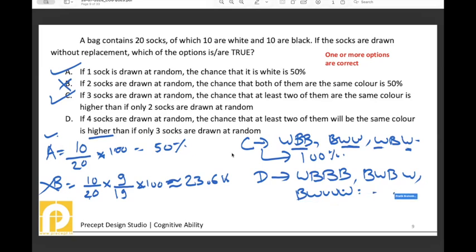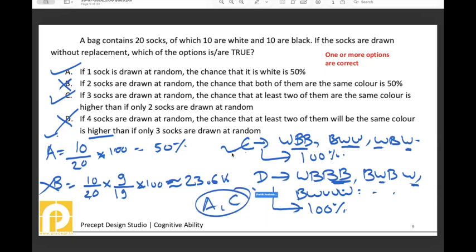But in either of the cases, at least 2 of them are of the same color. Okay, more than 2, but at least 2 are there. So here also, the percentage that we are looking at will be 100%, because in any draw, you will get at least 2 of them of the same color. So D is wrong because it is equal. It is equal to when 3 socks are drawn at random. Both C and D are equal. So correct answer is A and C here.